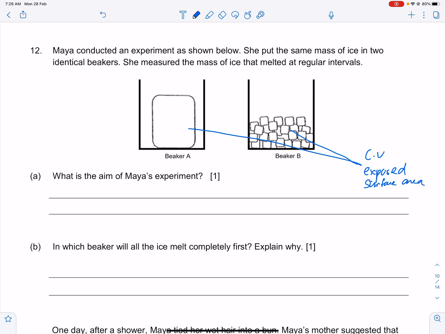So this is your change variable. Now what is she measuring? So it's really very clear indeed. She's measuring the mass of ice that melted at regular intervals. So what she's looking at is the rate at which the ice melts. So when you put the two together, whereby the change variable is your exposed surface area of ice and the rate of melting, she wants to know basically if exposed surface of ice affects the rate of melting.